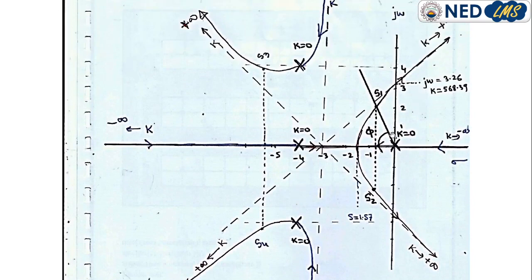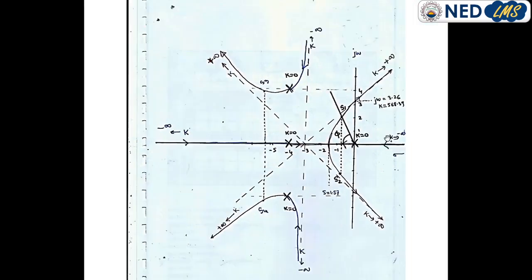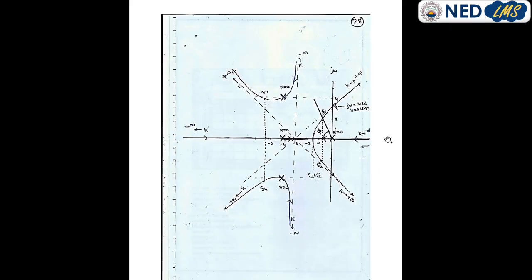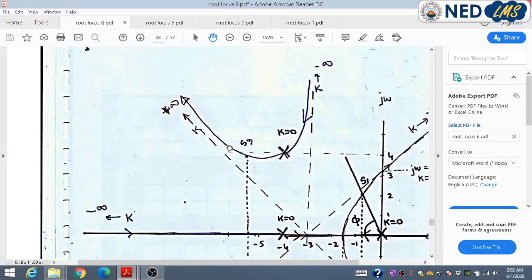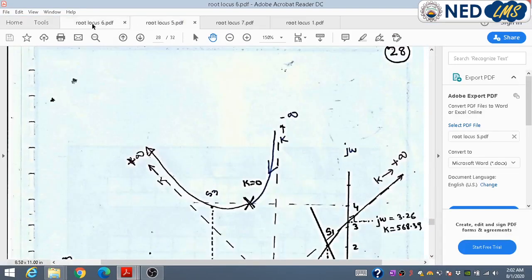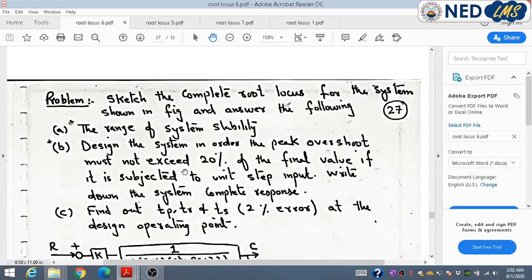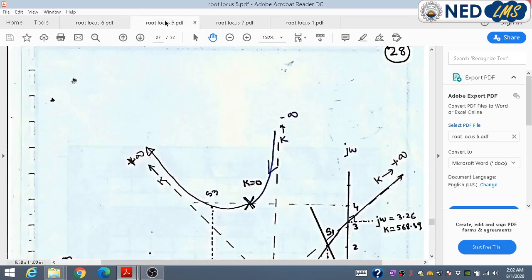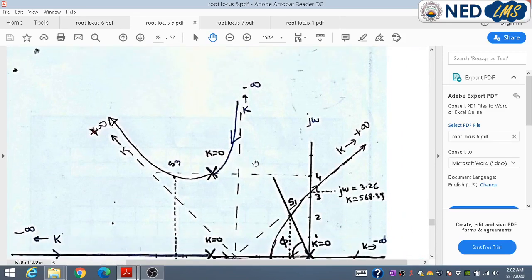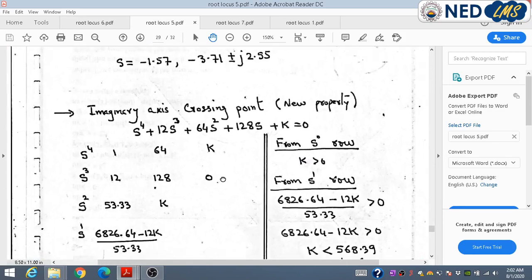Our next target is to design the root locus which will ensure a 20% overshoot, which is given in the problem statement. We have to design a system in order to keep the overshoot from exceeding 20%. So now let's work for 20% overshoot.